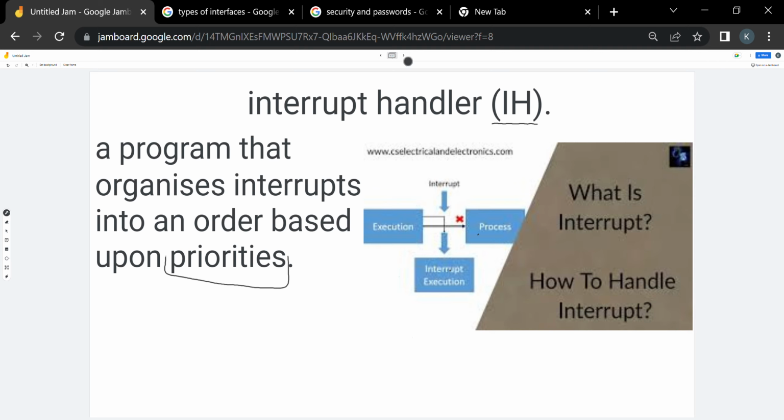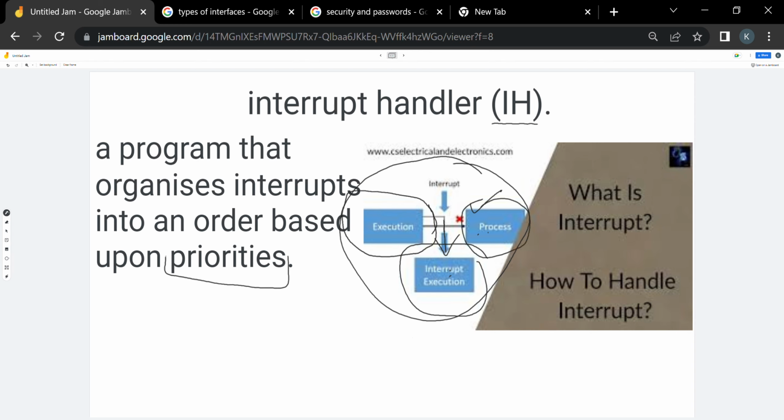This simple flow chart also shows the situation. For example, this process is in execution and an interrupt is generated. First of all, this interrupt will be executed, and if there is any other interrupt in the queue, it will execute that interrupt first, and if there is no interrupt, it will resume the process that was already running. This is all about interrupt handling. Again, the program responsible for handling interrupts is known as the interrupt handler.